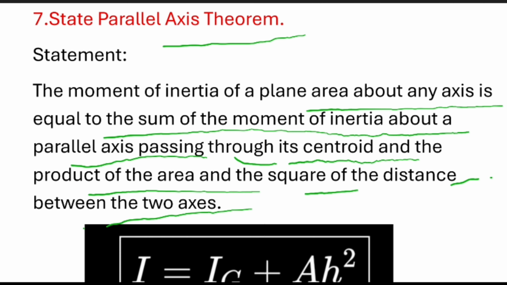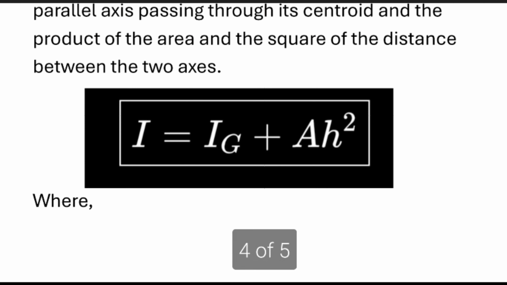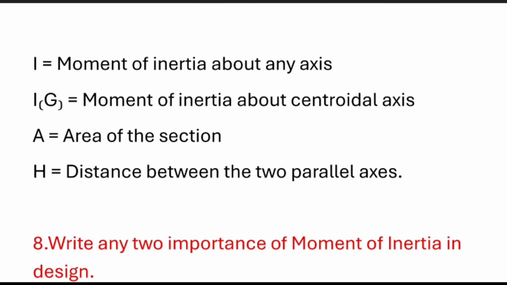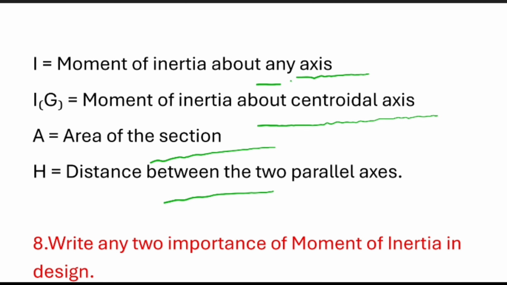Now you can see the statement. You can see the formula: I is equal to Ig plus A into h square, depending upon the area and the distance between the two axes. Here I is the moment of inertia about any axis, Ig is the moment of inertia about the centroidal axis, A is the area of the cross section, and h is the distance between the two parallel axes.